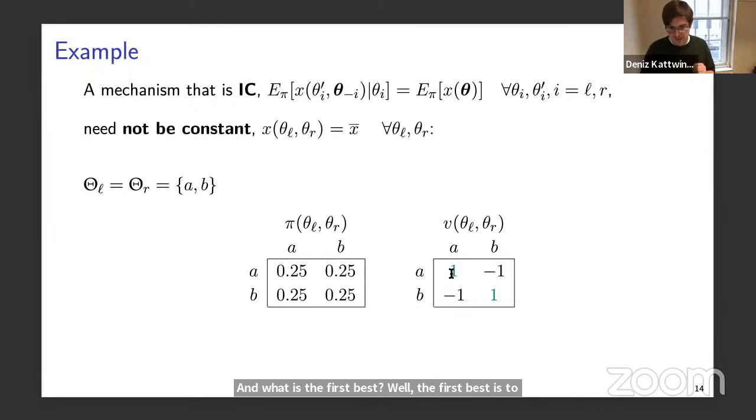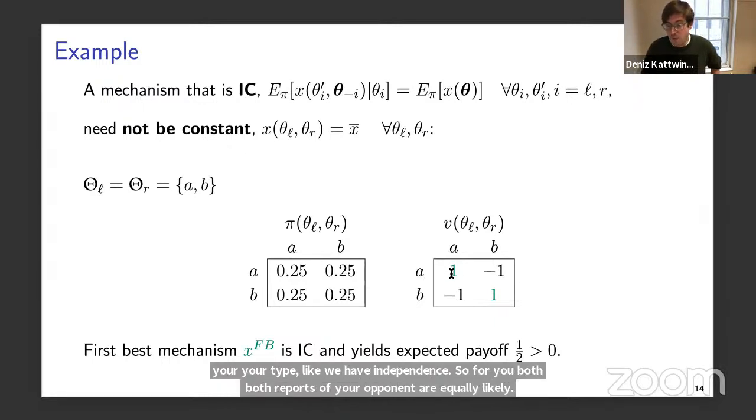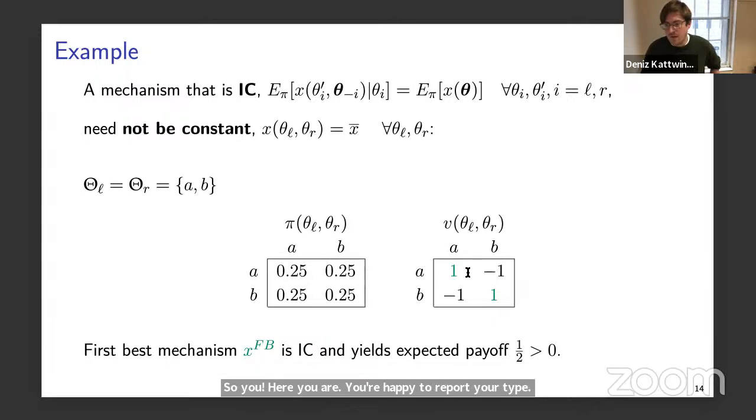So the question is, why is this incentive compatible? Well, suppose you're the left player here. Because we have independence, you have absolutely no idea what your opponent is going to report. For you, both reports of your opponent are equally likely. So you're happy to report your type truthfully, because you don't know if you're in this row or in this row.